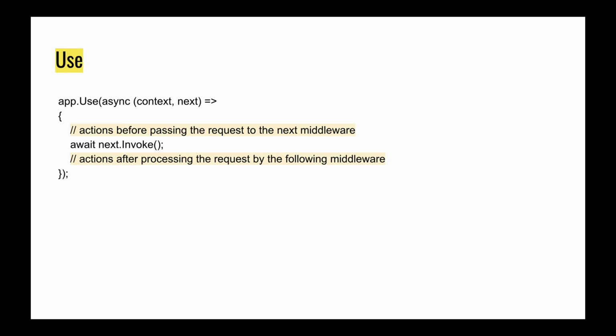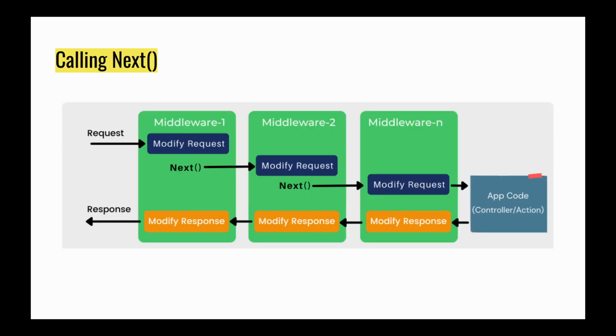The work of middleware is divided into two parts. Middleware performs some initial request processing before calling await next.invoke. The next.invoke method is then called, which passes the processing of the request to the next component in the pipeline. When the next component in the pipeline has finished processing, the request is returned to the current component, and the actions that follow await next.invoke are performed. Thus, the middleware in the use method performs actions before and after the next component in the pipeline.